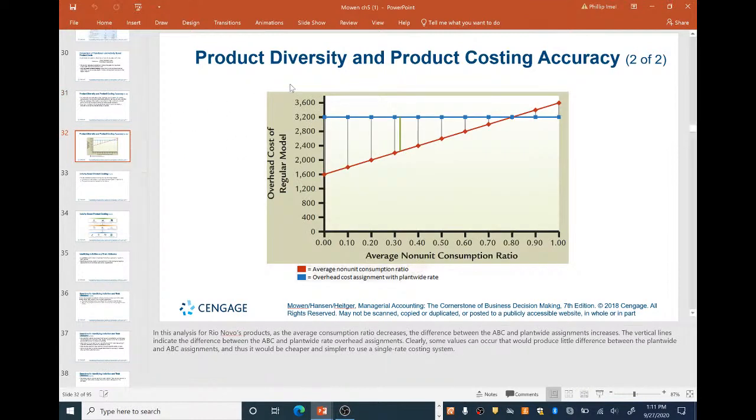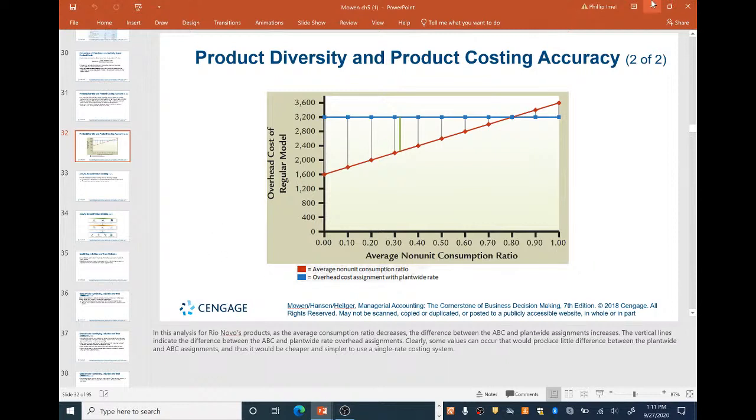Okay, so let's look at product diversity and product costing accuracy on this line graph. We can see here on the left we have the overhead cost of the regular model. On the right, the average non-unit consumption ratio. You can see here the red line is the average non-unit consumption ratio, whereas the blue is going to be the overhead cost assignment with the plant-wide rate.